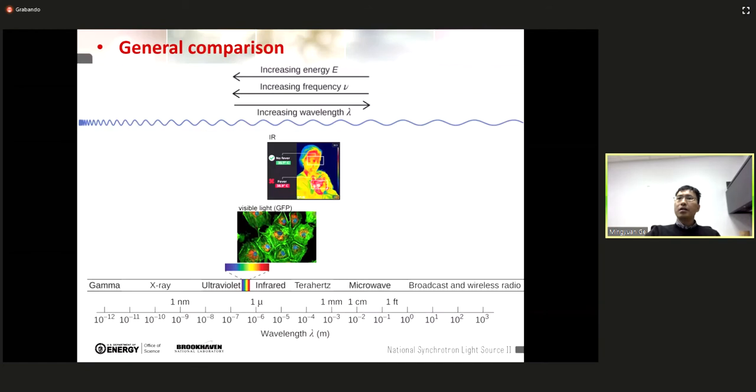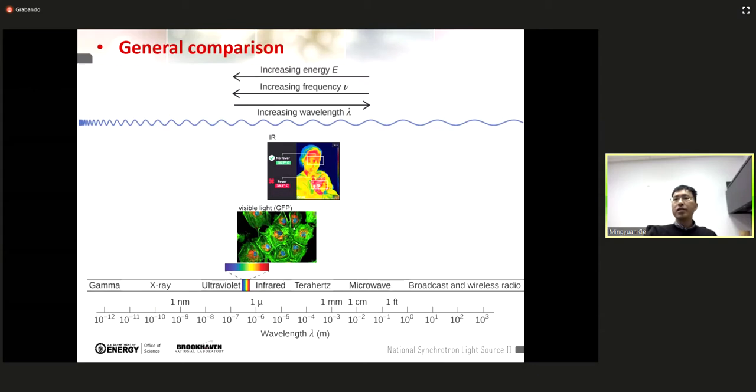Okay, so when we're talking about imaging, what comes to your mind first? To me, it's something like taking a photograph of a landscape. But scientifically, there are also all kinds of imaging techniques using all the wavelengths we can have, from very short wavelengths like gamma rays to long wavelengths like wireless radio waves. Here are some examples of the scientific images we can have by using different wavelengths.